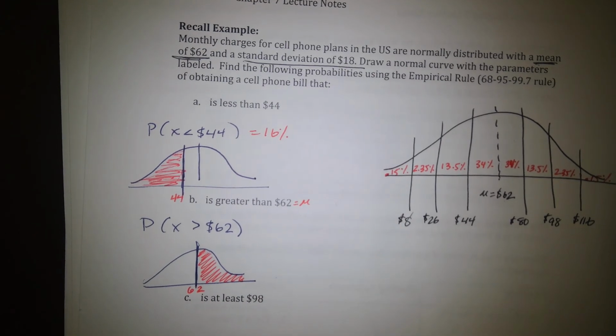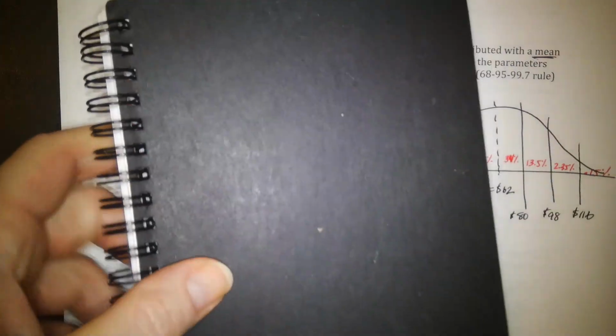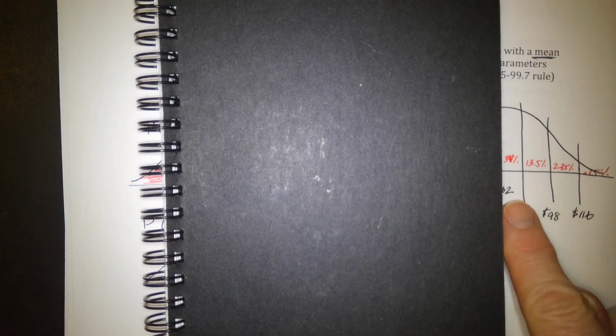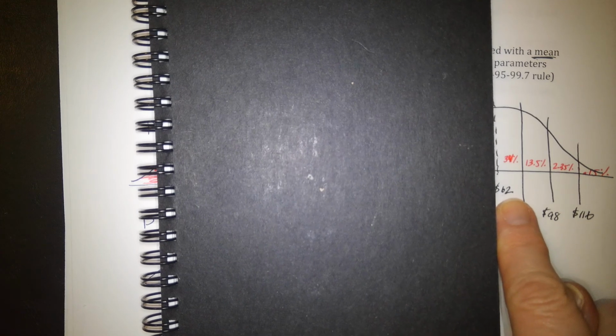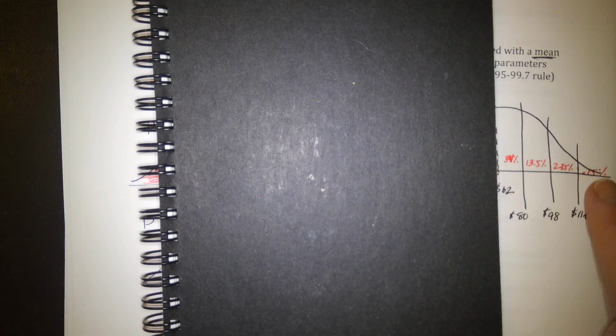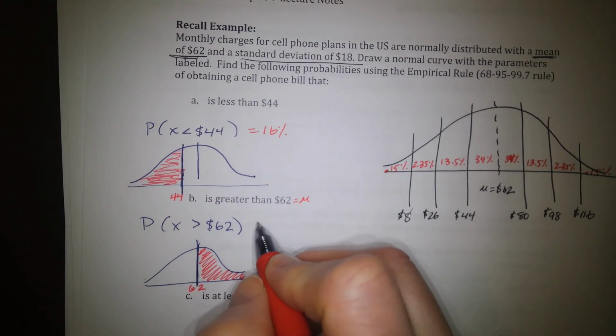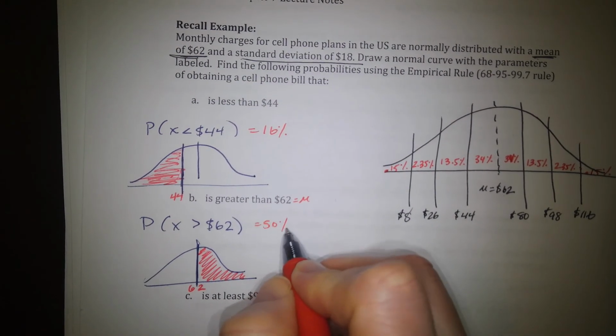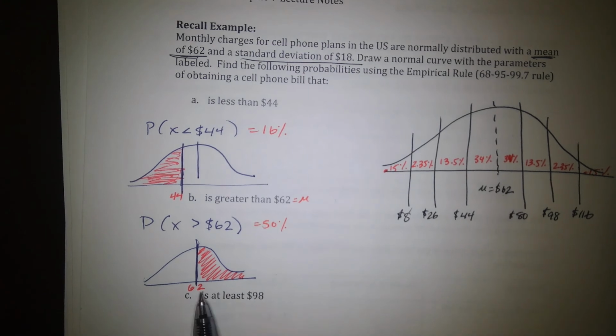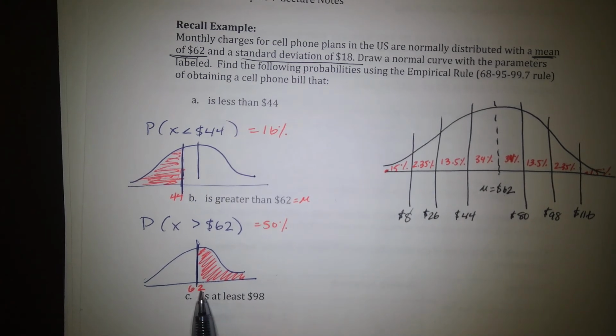So if I look at my graph over here to the right-hand side, I'm looking for this area of the graph over here, which is to the right of 62. So I'm going to add together those four values, which is going to total 50%. And you probably picked up on that already since it was exactly half the graph. Anytime you have mean as one of your data values, it's going to lie right in the middle.